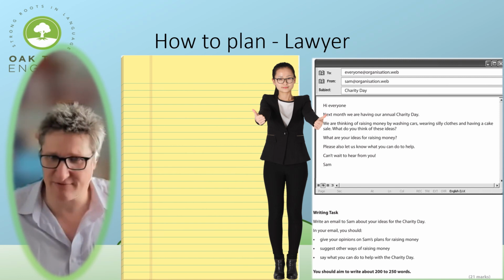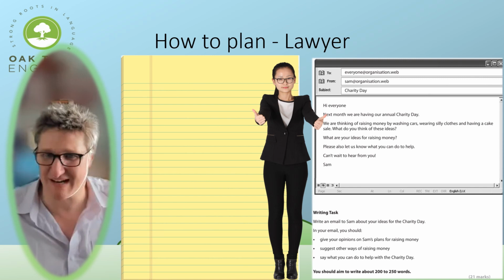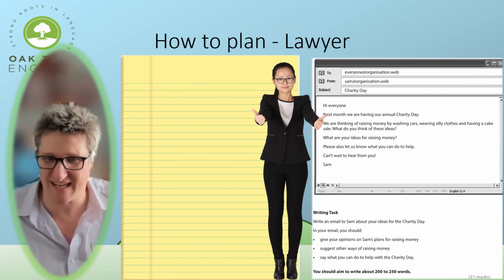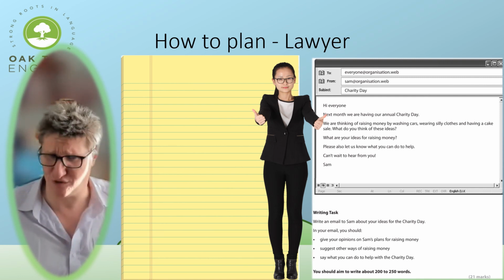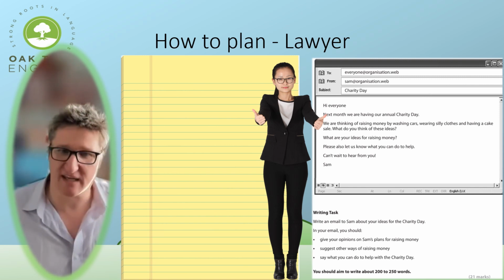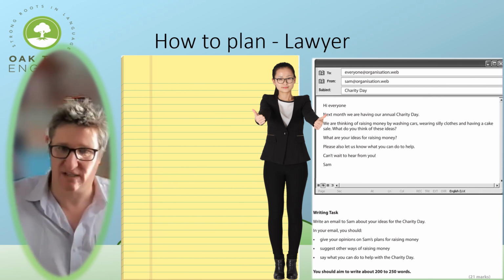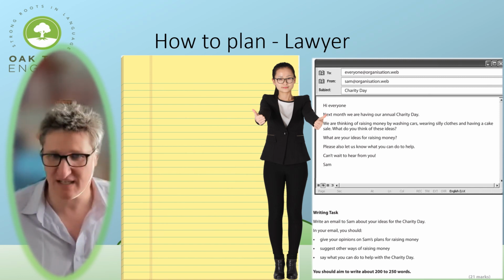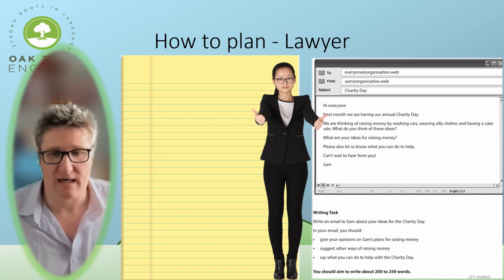So we've got an email from Sam. There it is. Hi everyone, next month we're having our annual charity day. We're thinking of raising money by washing cars, wearing silly clothes and having a cake sale. What do you think of these ideas? What are your ideas for raising money? Please also let us know what you can do to help. Can't wait to hear from you, Sam. And then of course your task is write an email to Sam about your ideas for the charity day. In your email you should give your opinions on Sam's plans for raising money, suggest other ways of raising money, say what you can do to help with the charity day. And we're looking again for 200 to 250 words.